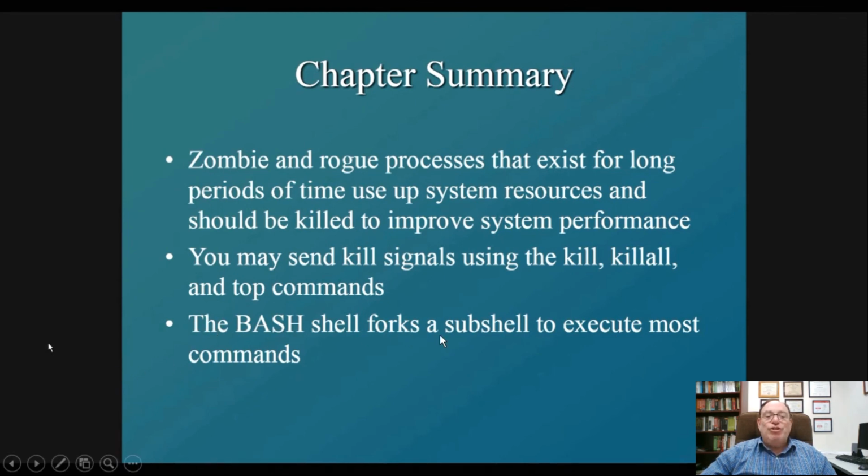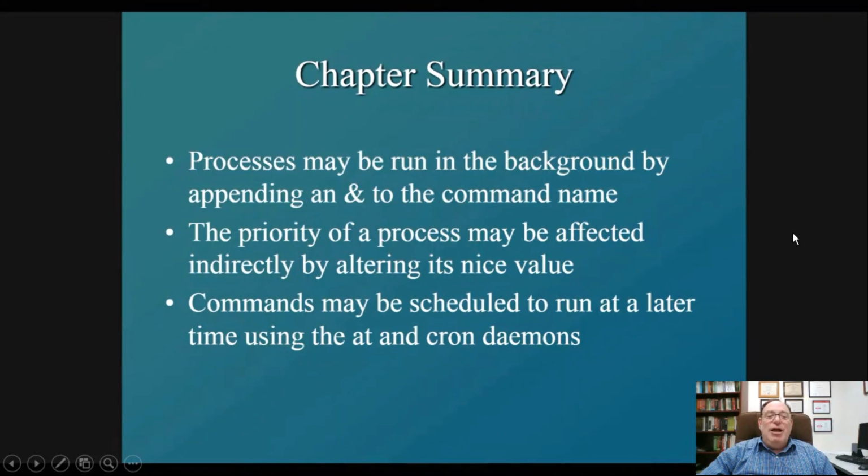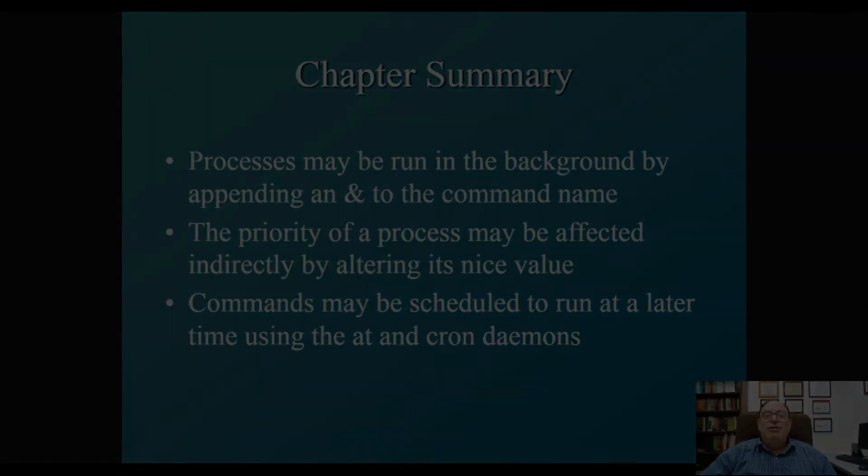The bash shell forks a subshell to execute most commands. So most commands you fork and then you come back. And processes may be run in the background by appending an ampersand to the command name. The priority of a process may be affected indirectly, again, indirectly, by altering its nice value, and commands may be scheduled to run at a later time using the at and the cron daemons. So that basically is a summary of what we have.